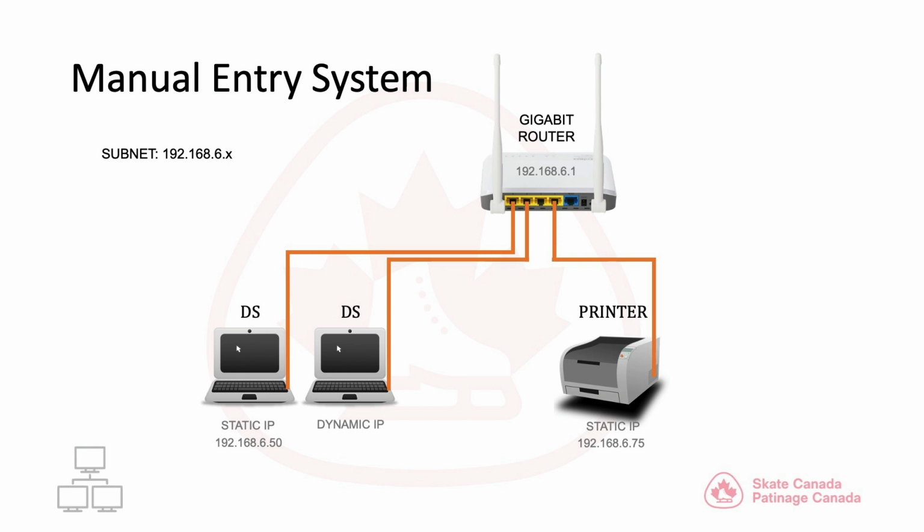We'll use 192.168.6.75 for the printer. The second laptop, which I'll call the slave, doesn't require a static IP address because it's not hosting the database, and it therefore doesn't matter if its IP address changes over time. So we'll set that one to obtain an IP address automatically. That is, we'll set it to have a dynamic IP address.